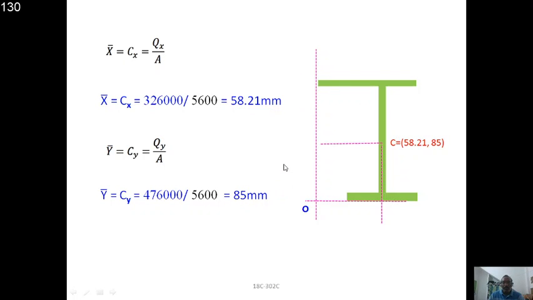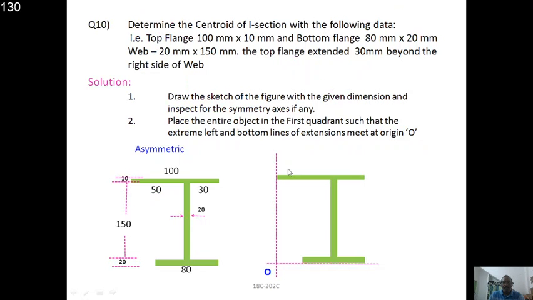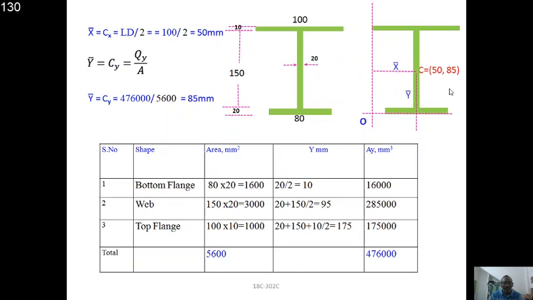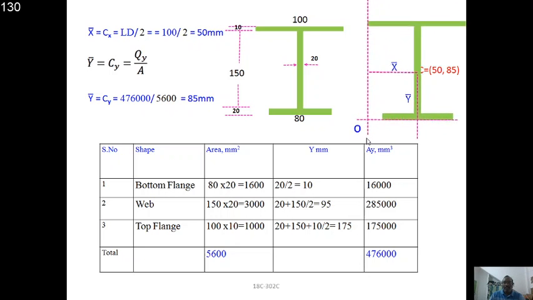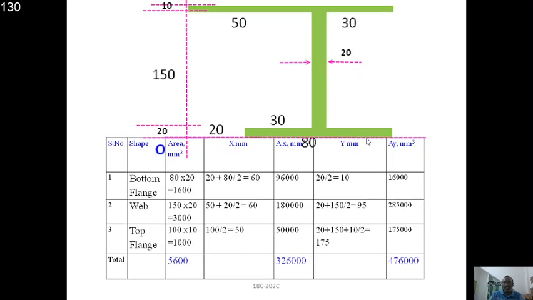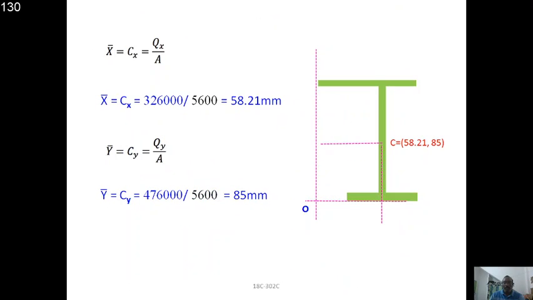where in the first problem, 85, you can see here also 85. Please note that this is symmetric about the y-axis, where we got 85 for the y bar, right? And similarly, in this case also you got the y bar as 85, where this portion we have changed also, but you got the same y bar value. So this is our observation.